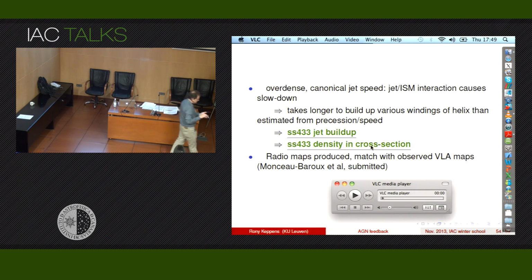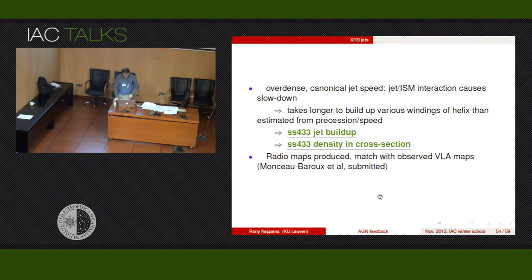And the appearance of the overall helix is more the fact that we are continuously shooting these individual blobs, but in different directions, rather than something that is shooting out straight and then deforming. Okay, so that's sort of an interesting observation. And we have been able to then produce radio maps. I'll show you how they match with observed VLA maps. So this was submitted, and it has been accepted now.